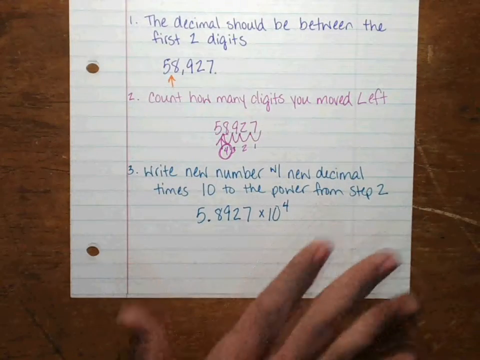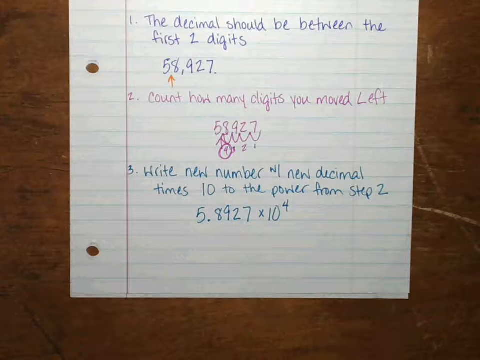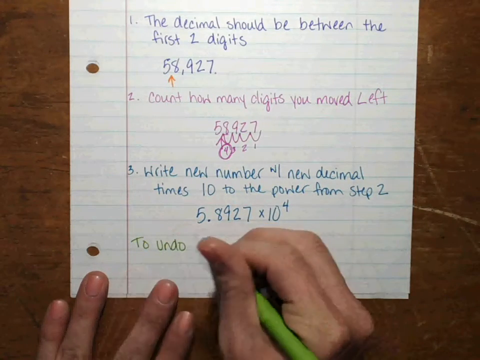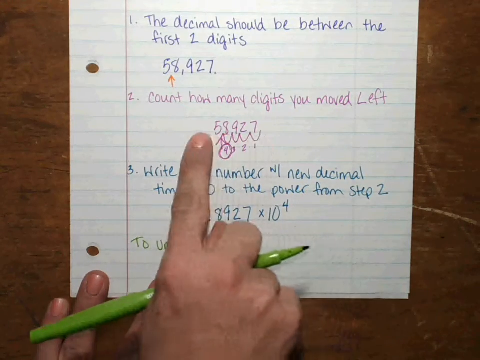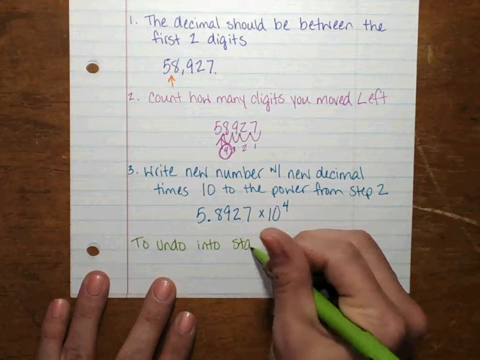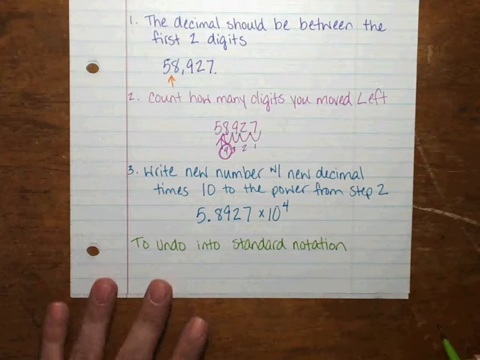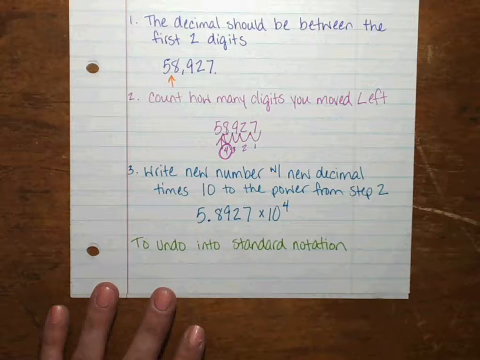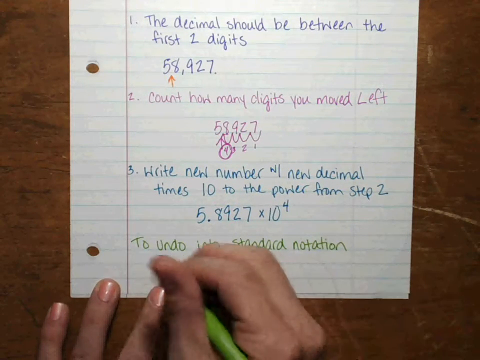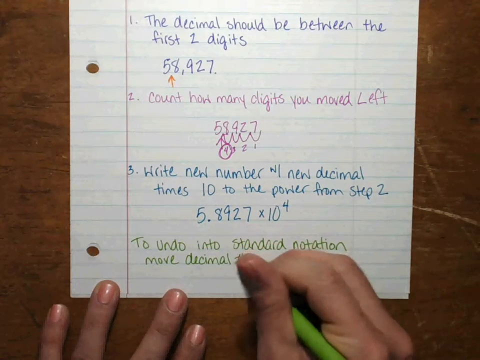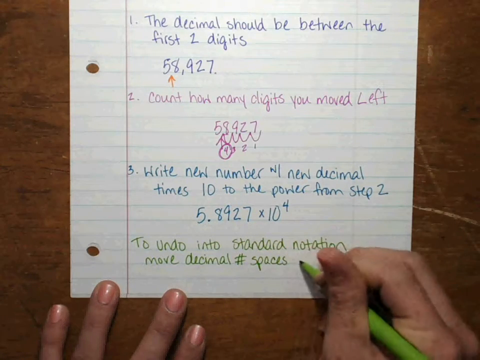Now, to undo scientific notation is much easier. To turn it back into standard notation, you move the decimal right the number of spaces of the exponent.